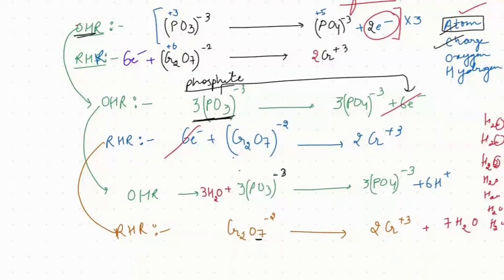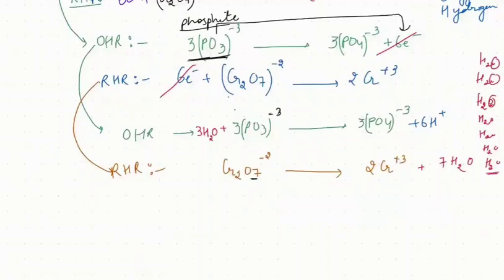7 oxygens, right? And because I'm introducing water 7 times, I am also adding H. You understand the point? Yes. And hence, what do we get?